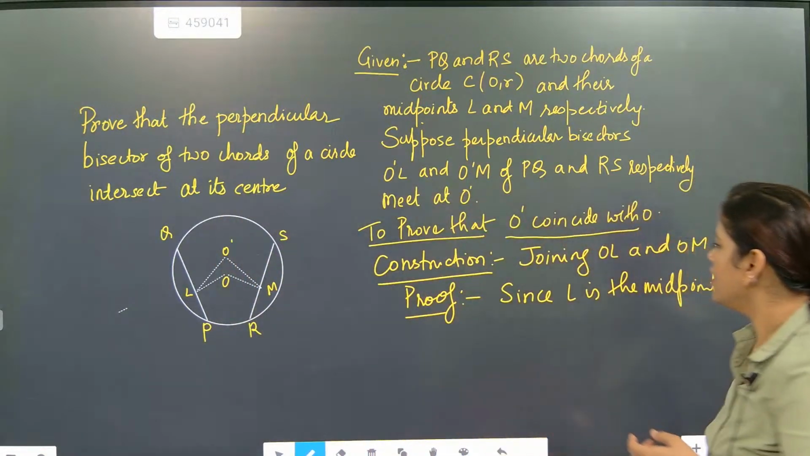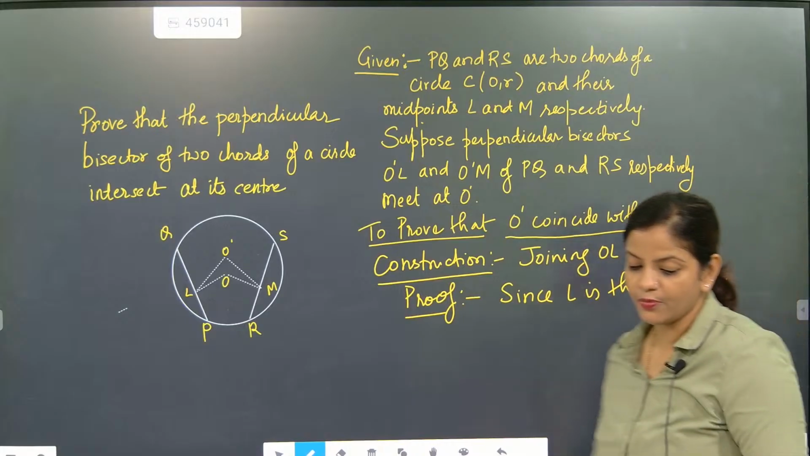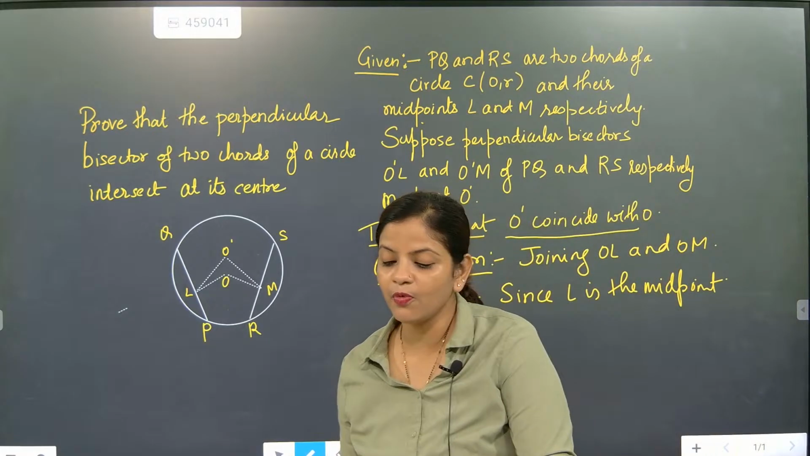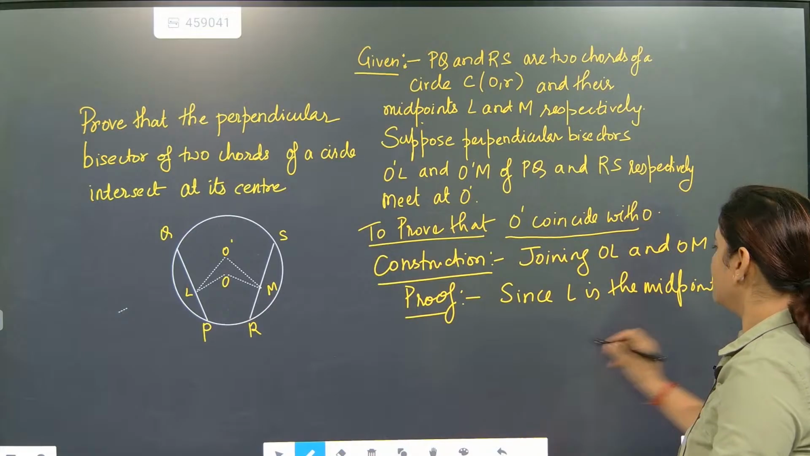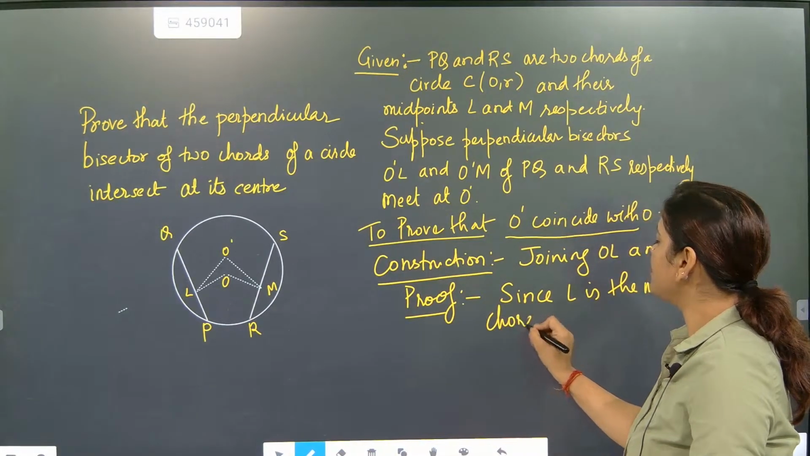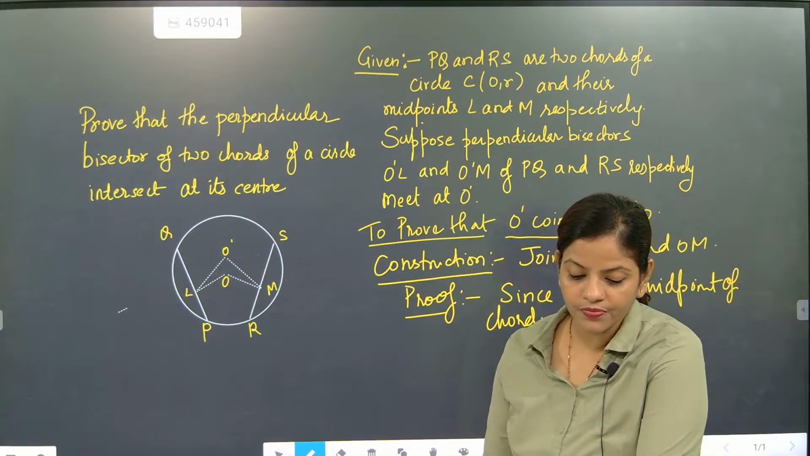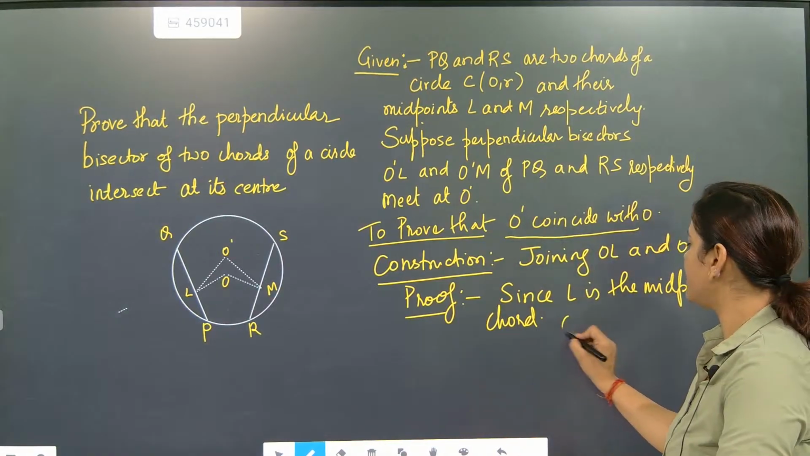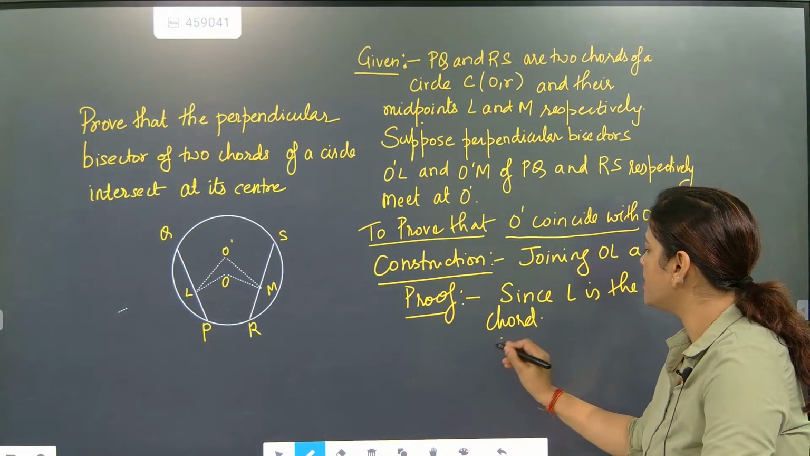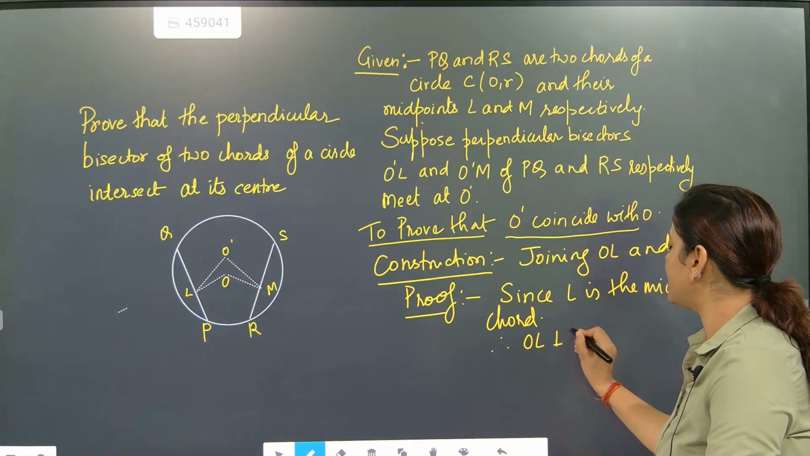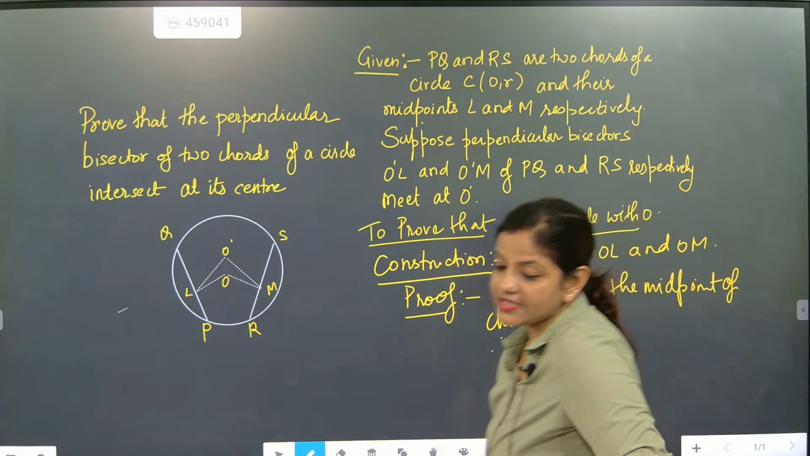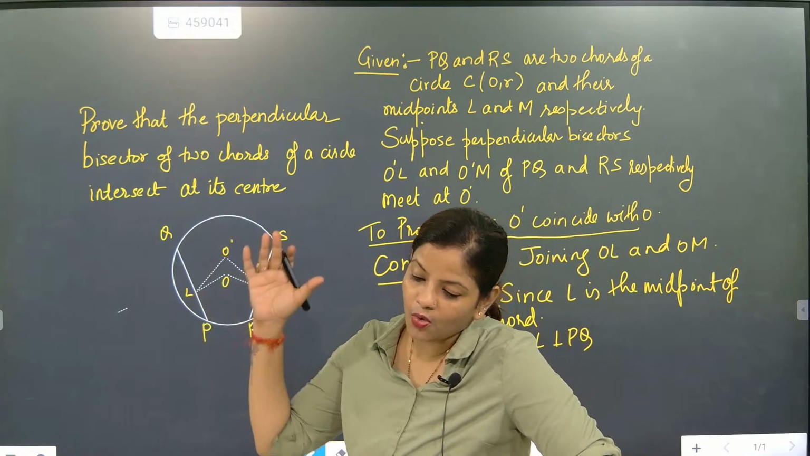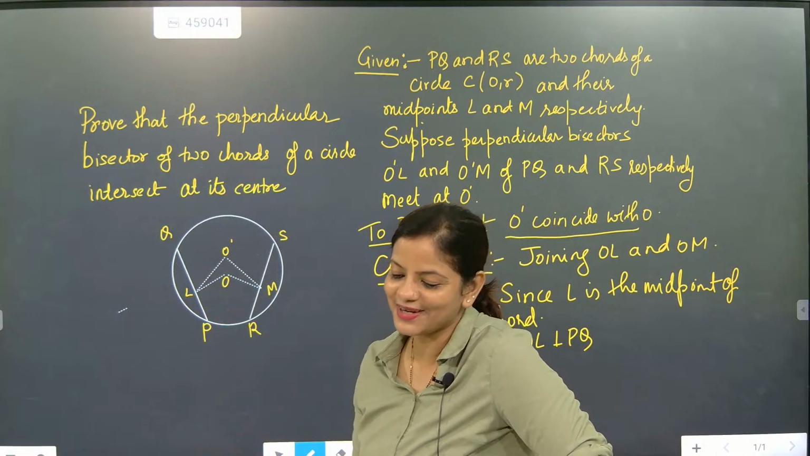Now look here. Prove: since L is the midpoint of chord PQ, therefore OL is perpendicular to PQ. So OL is the perpendicular bisector of PQ. It is also given that OL is the perpendicular bisector of PQ.